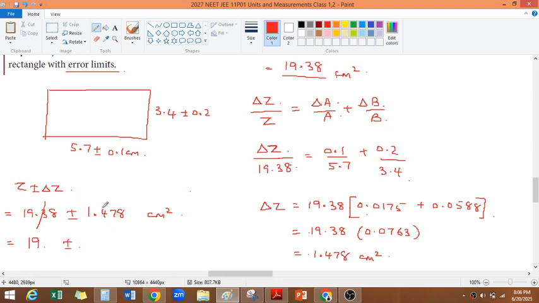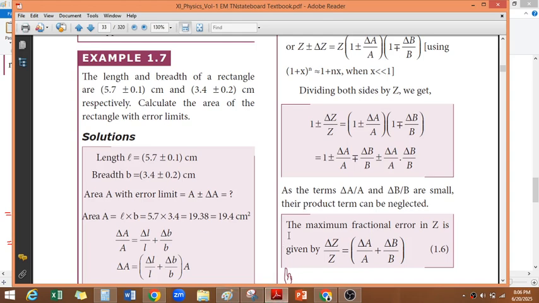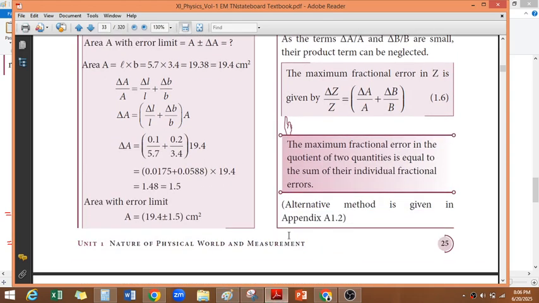Plus or minus, actually if I round it off to one significant figure, it will be 1. But if I write 1, I think it will not be very accurate. So I may have to take it as 1.4, or I have to round it off to two significant figures. Let's see what the book has done. Wait, because sometimes you will take one significant figure more. So 19.4 plus or minus 1.5.